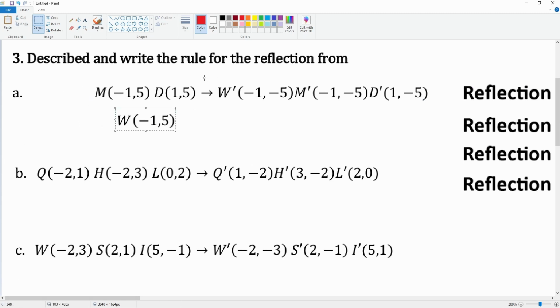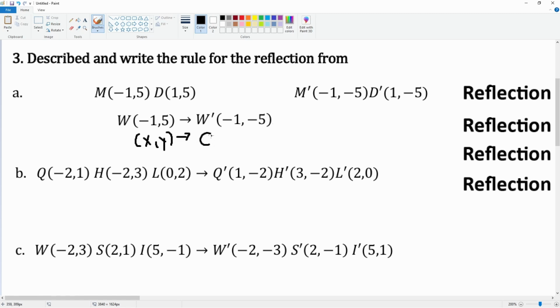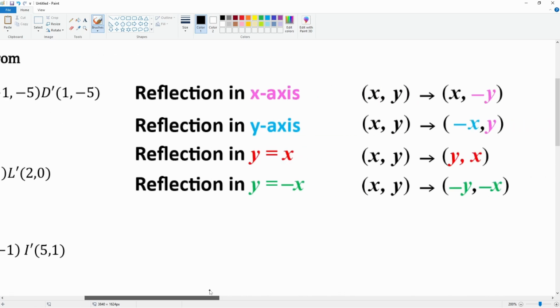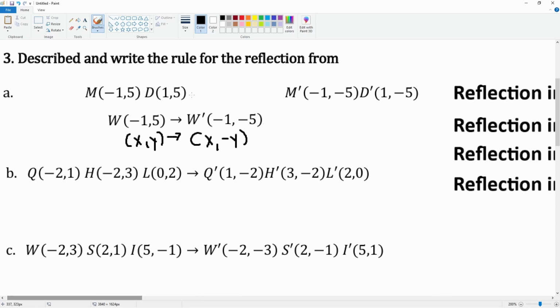Okay, W is going to become W prime. And in that process, it looks like the Y value is changing. So it went from X comma Y arrow into X comma negative Y. For reference, when the Y changes, that is a reflection in the X axis. So we can say reflection over X axis.